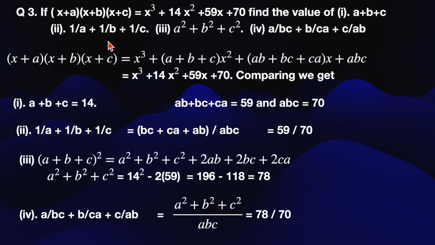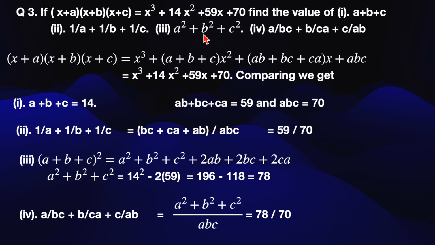Second is find 1 upon a plus 1 upon b plus 1 upon c. First do the LCM and write it down like this. Okay, now ab plus bc plus ca is the coefficient of x, that is 59. So put 59 here. a into b into c is the constant term, 70. So this is the coefficient of x, 59. This is the constant abc, 70. So substitute here, you'll get the answer.